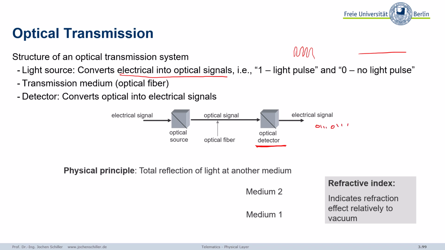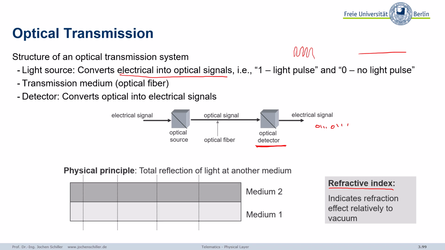Why does this work at all? That's physics again. It's the fact of total reflection of light at a change in the medium. And this depends on the so-called refractive index, that also influences the speed of the light. It indicates the refraction effect relative to vacuum. What does it mean? We can have two media, medium 1 and medium 2, with different refractive index.